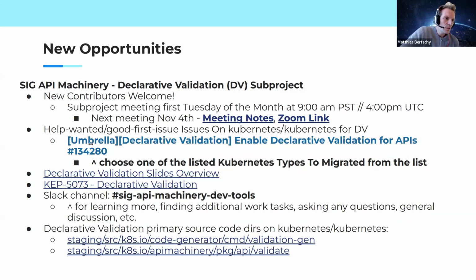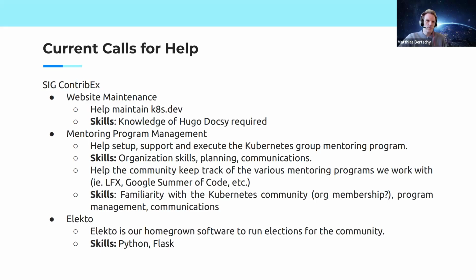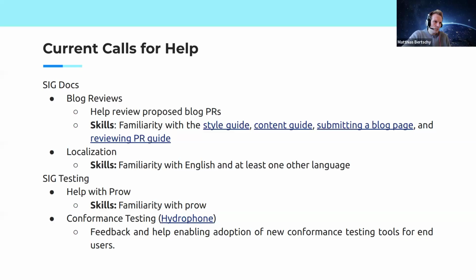Here you can see some from API Machinery. And this is another slide which lists the calls for help for certain skills. If you know those skills, then you can reach out in the SIG Slack channel and tell them, for example, that you know Flask and can help. Then there are SIG Docs and SIG Testing. I see there is one for help with Prow.